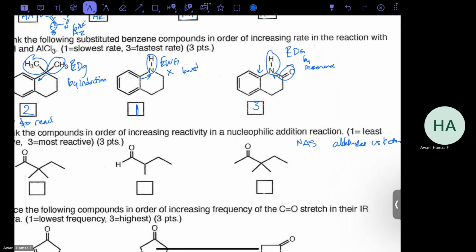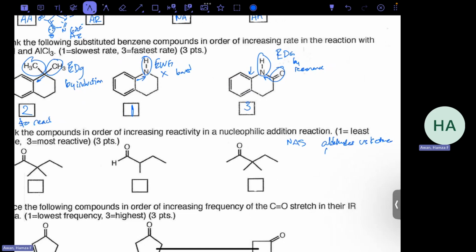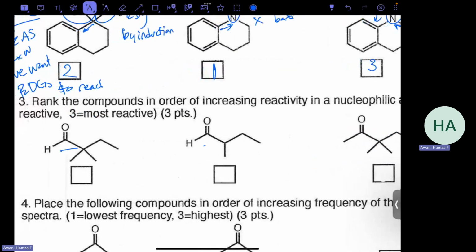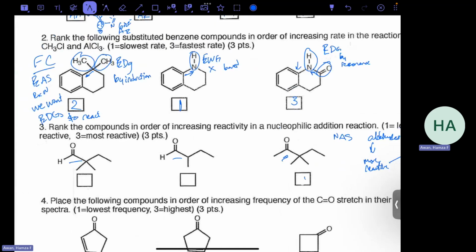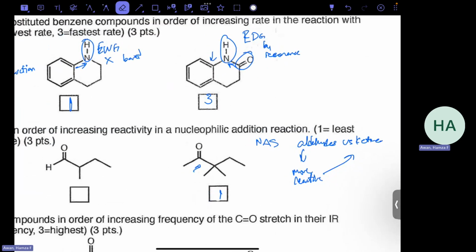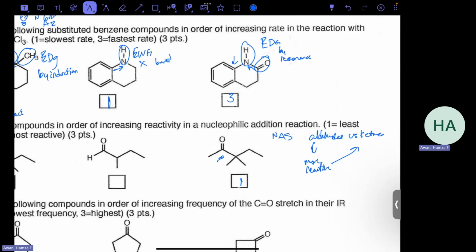For aldehydes, one thing you guys have to know is that aldehydes are much more reactive than ketones, right? Because of that, both of these are aldehydes, so they're both going to be more reactive than this ketone right here. So we can already put the ketone as the least reactive, even though it would be plenty reactive.